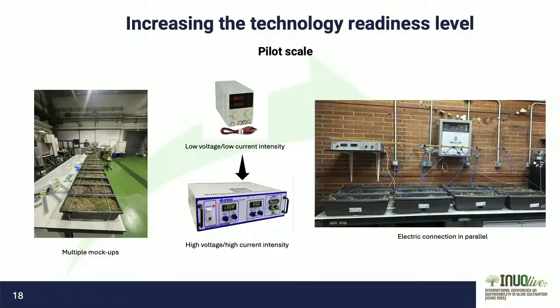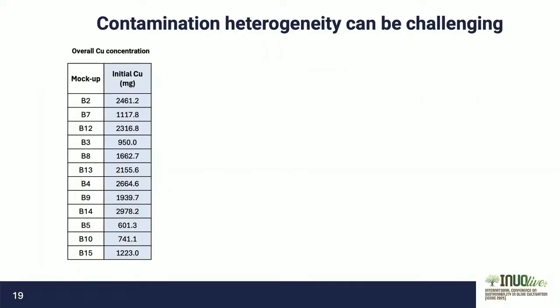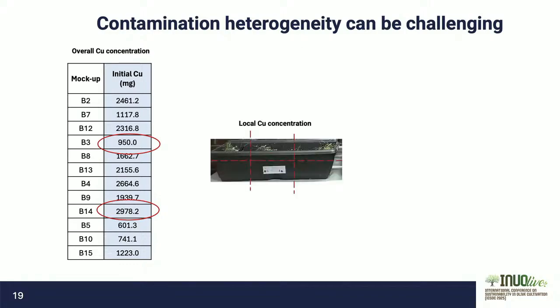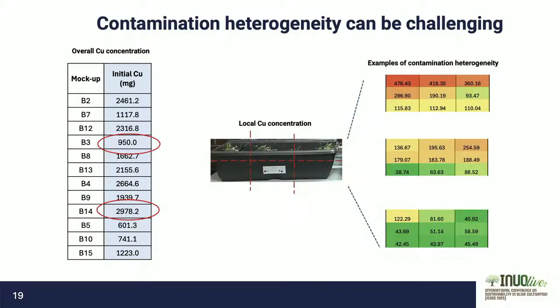So we monitored this over time, and the main thing we did was analyzing the initial copper concentration in these mock-ups, and we found something astonishing: the concentration was quite different. In some mock-ups, we found 950 milligrams of copper. Other ones have around 3,000, which is a huge difference. And we also analyzed the local copper concentration in those mock-ups, and we also found heterogeneity. The variation was huge, as you can see, we have several examples over there. The concentration can go from 466 to 93, which is a huge difference.